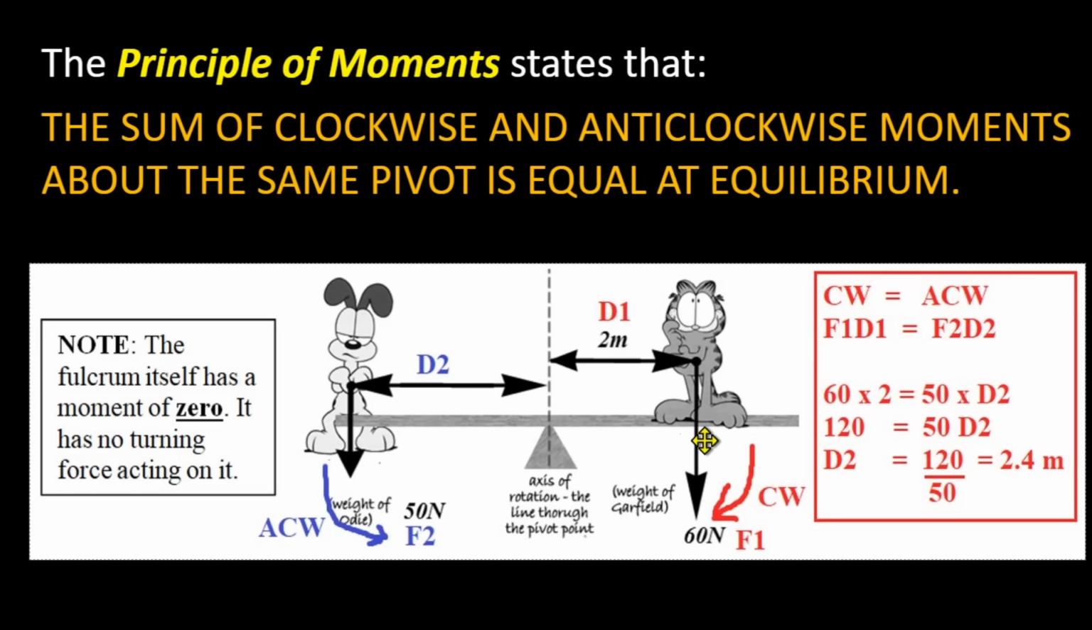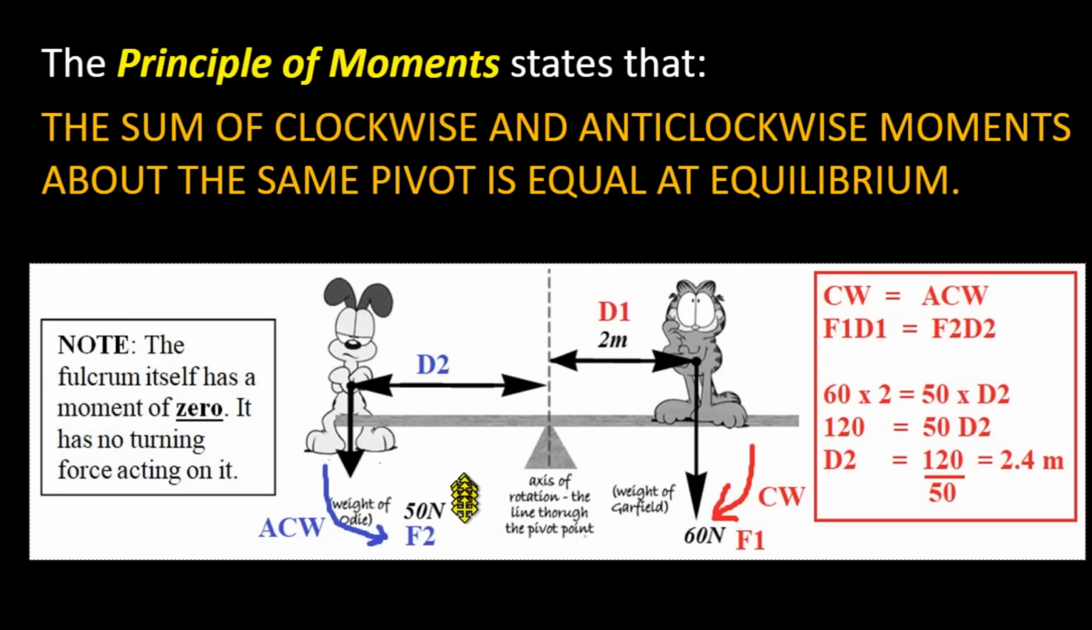Now, a moment is the product of the force by the perpendicular distance from the fulcrum. So you always measure from the fulcrum. In this case, let's start with Garfield's moment. His weight is 60 newtons and his distance is 2 meters. So 60 times 2 is 120. That is his moment in Newton meters.